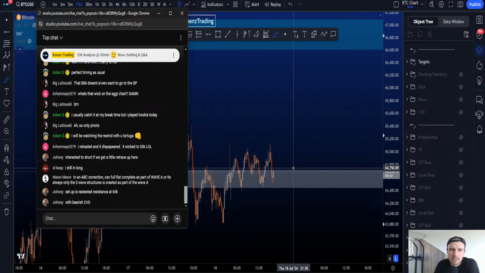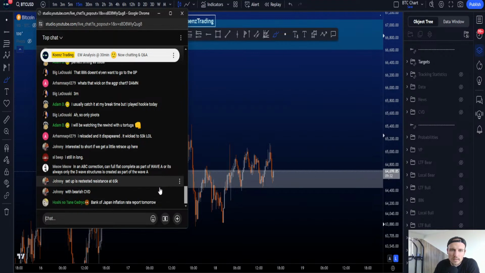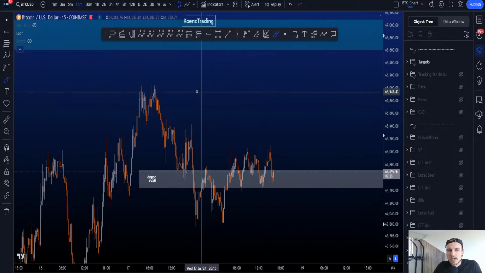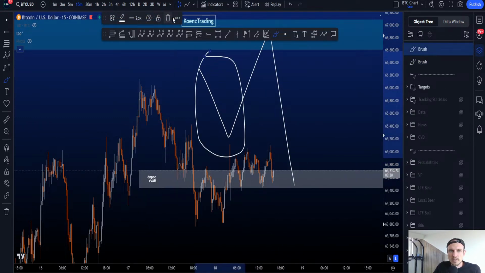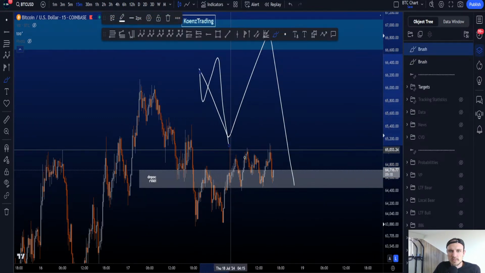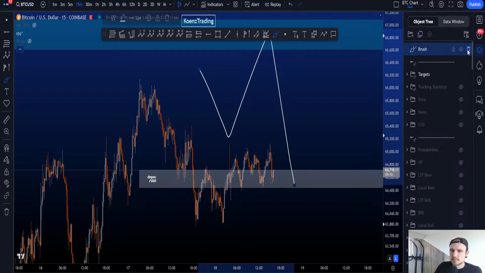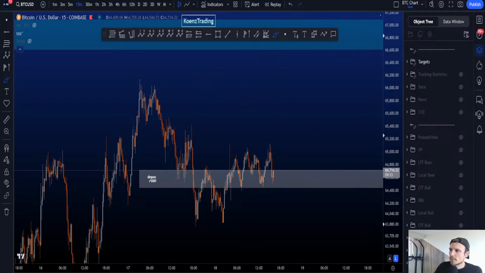In an ABC correction, can a full flat complete as part of wave A? Well, an ABC can be a flat. And you can have a flat in wave A in a bigger flat, yes. So then you have a flat A, B, C, and inside A, you then have an internal A, B, C. Yes, that's possible.